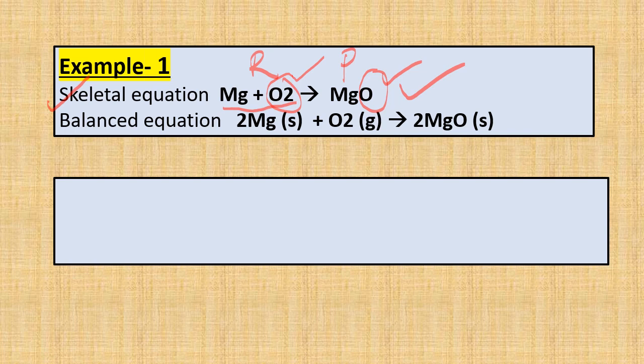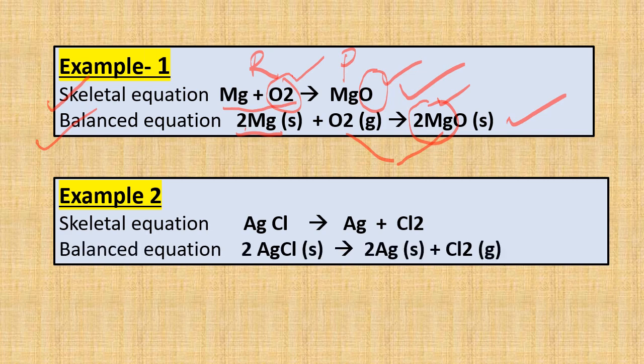Now go to the second equation. In the second equation, we can see that there are two magnesium atoms present on the reactant side. There are also the same number of magnesium atoms on the product side. This is also true for oxygen. So this is a balanced chemical equation. Now go to example number 2.